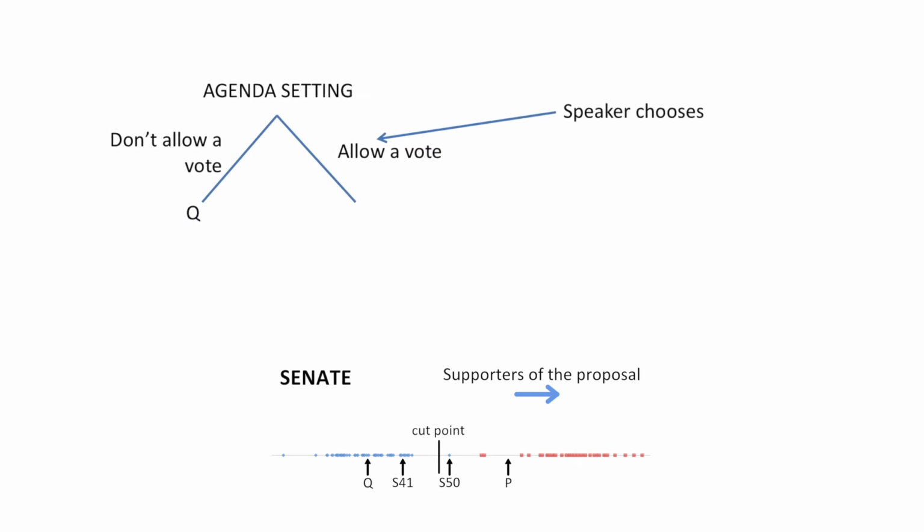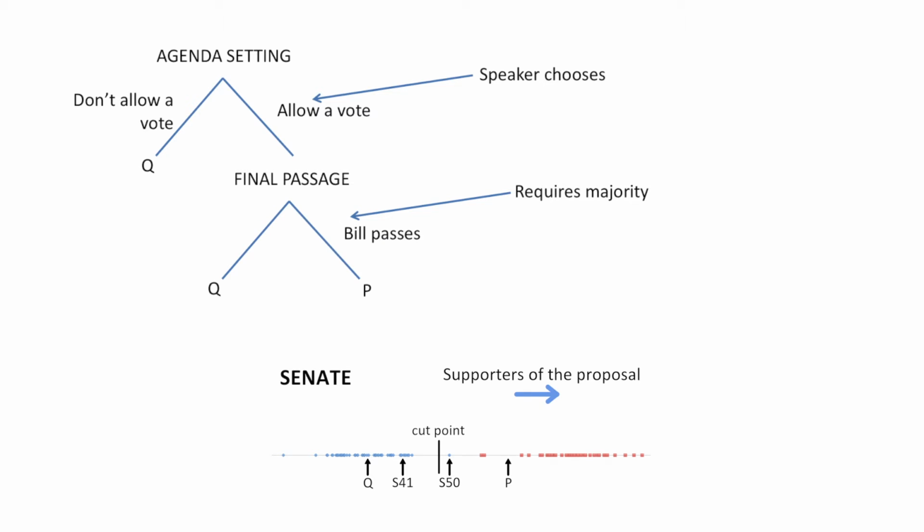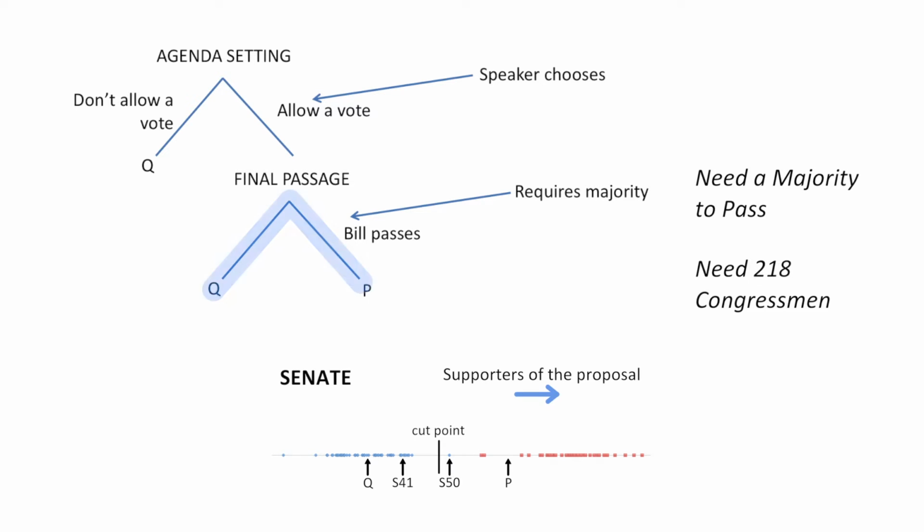But if the Speaker allows a vote, then we move down this part of the game tree to the actual vote. And once it gets here, it only needs a majority. The House has 435 members, so you need to get 218 congressmen to support the bill for it to pass. We again add a final vote tree at the bottom to represent the second stage. And like always, we start here at the end and work backwards. Just like we did with the Senate, we look at the second stage and ask, if there's a vote for final passage, will it pass?